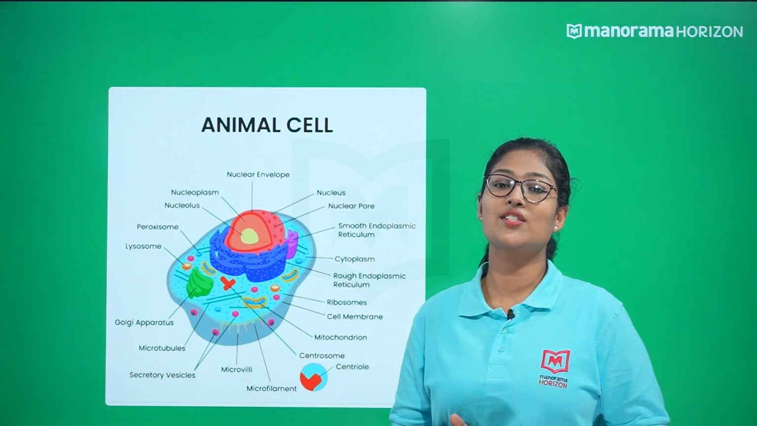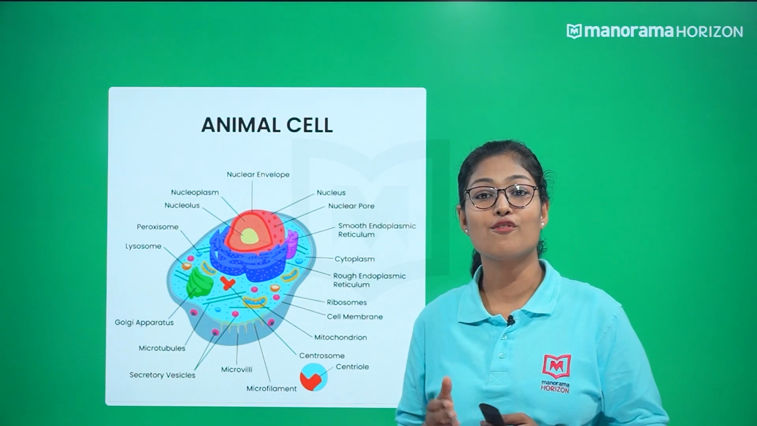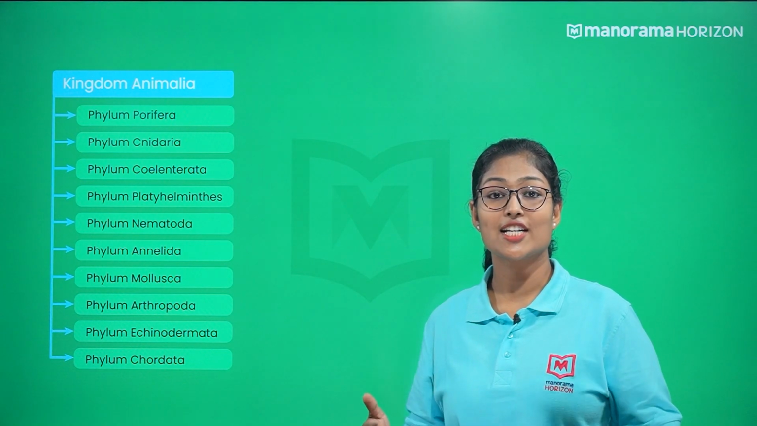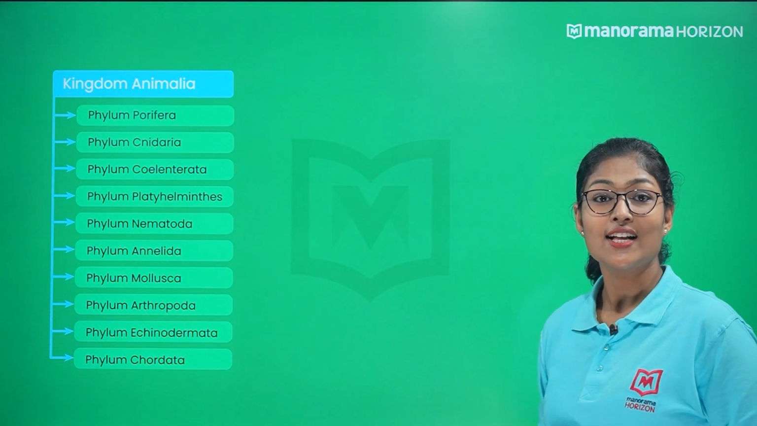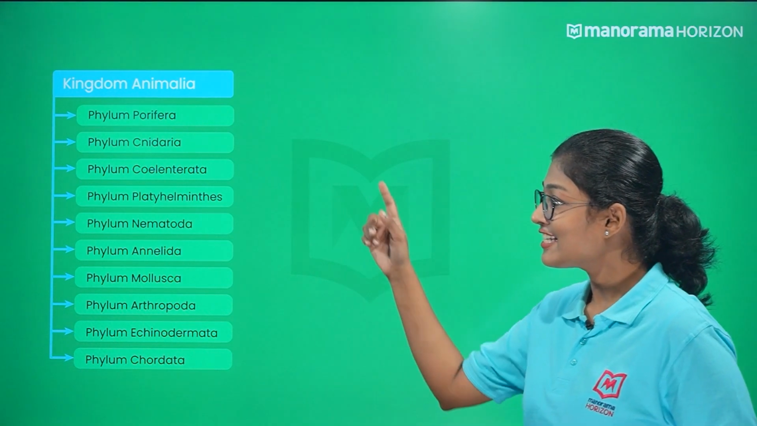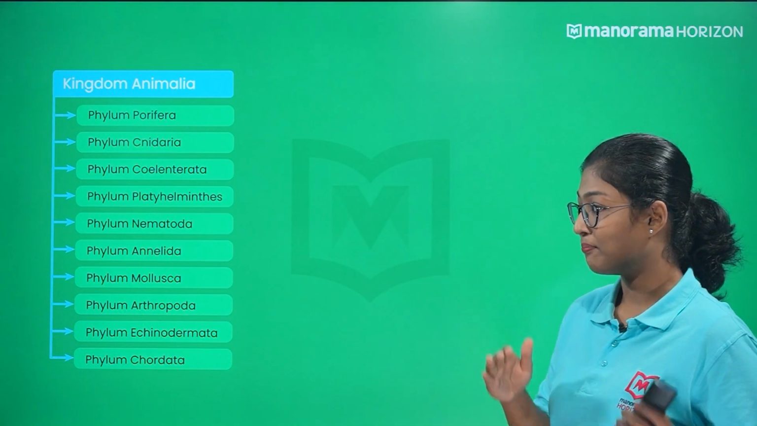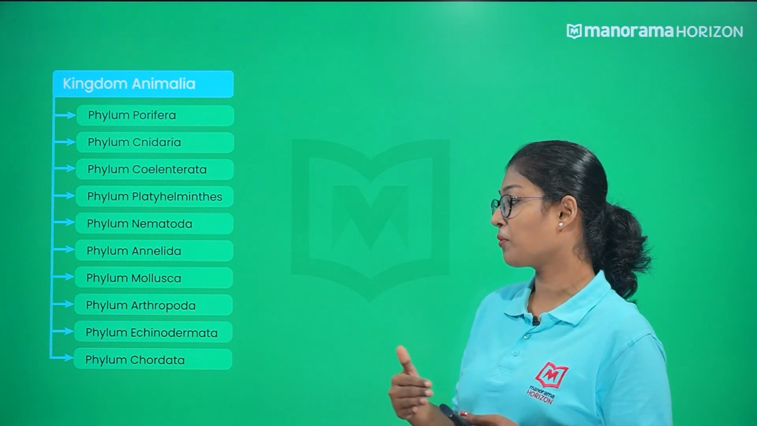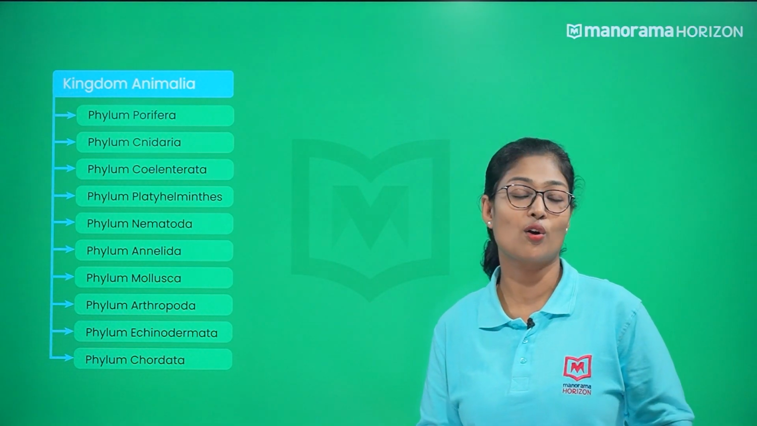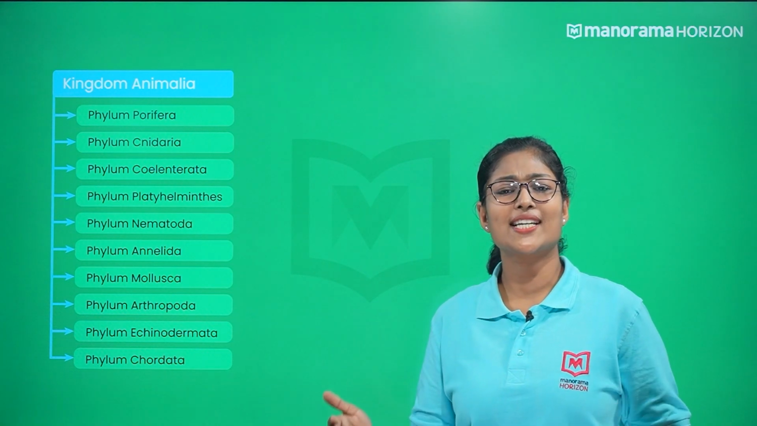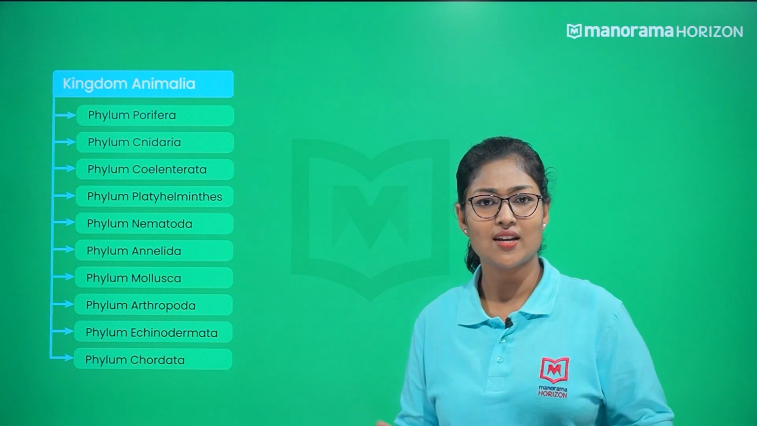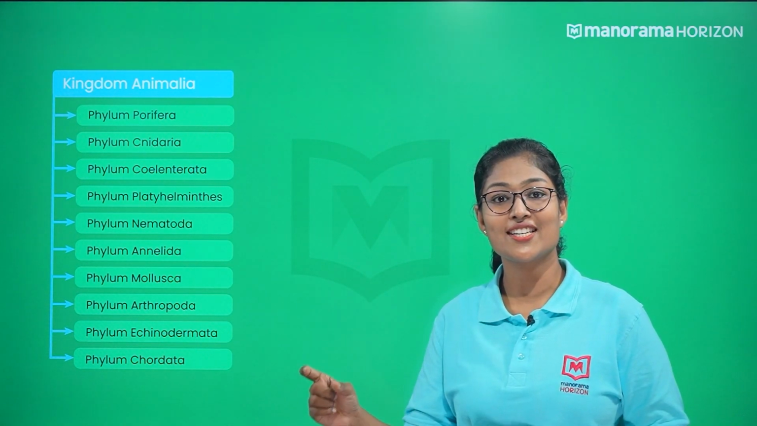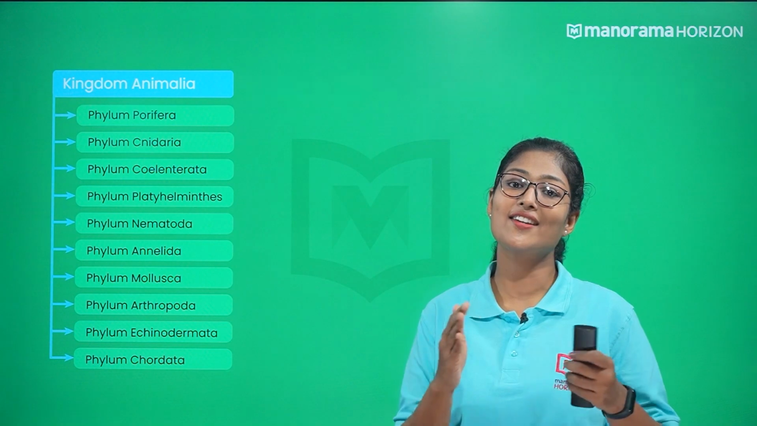So let us now study the general characteristics of members of Kingdom Animalia. The members of Kingdom Animalia are classified into various phyla, and they are phylum Porifera, Cnidaria, Coelenterata, Platyhelminthes, Nematoda, Annelida, Mollusca, Arthropoda, Echinodermata and Chordata. So, how are these classifications done? Is there any criteria? This classification is done based on some criteria related to cells and their nature.